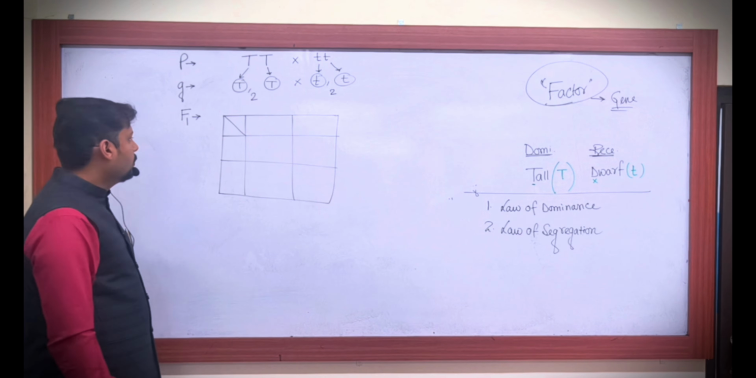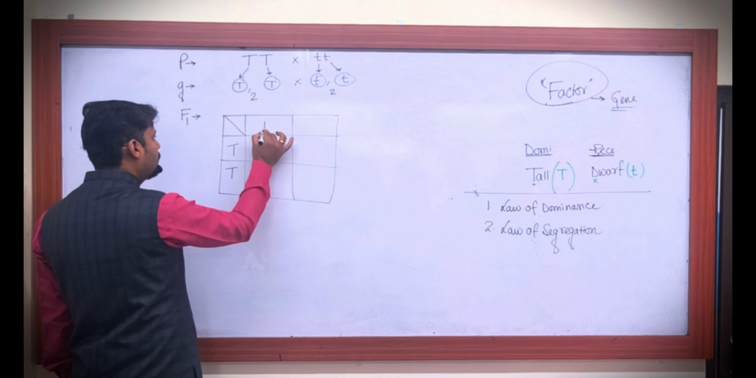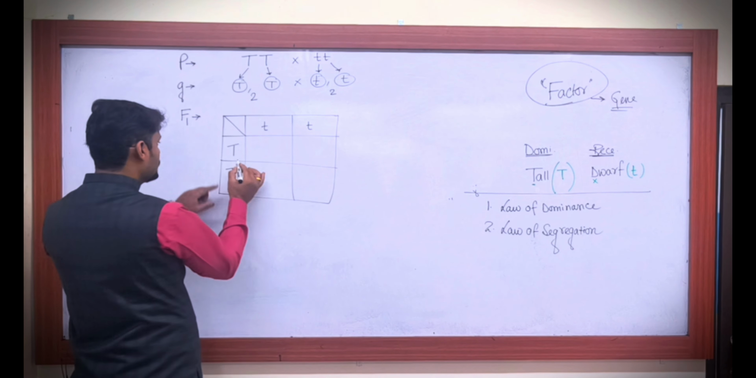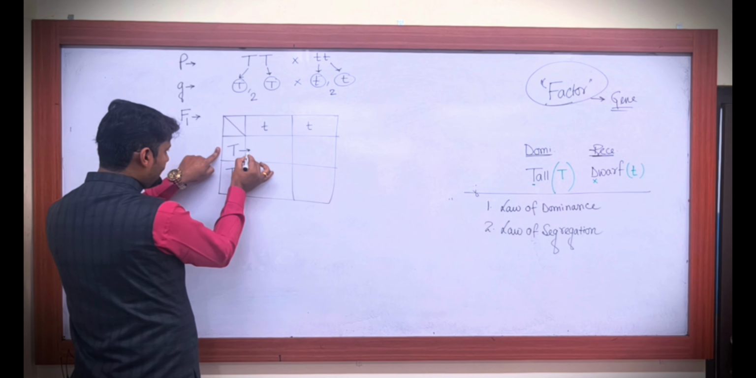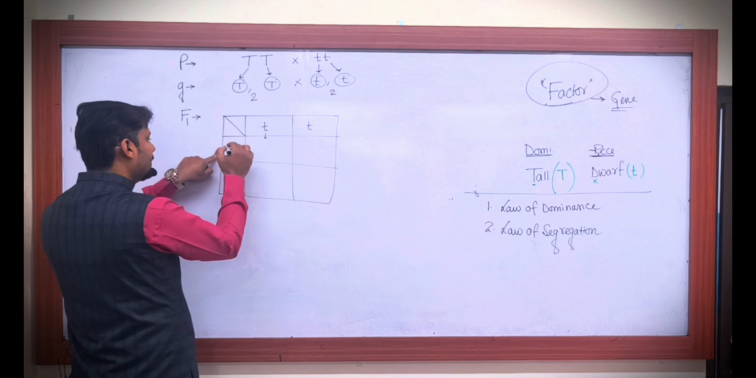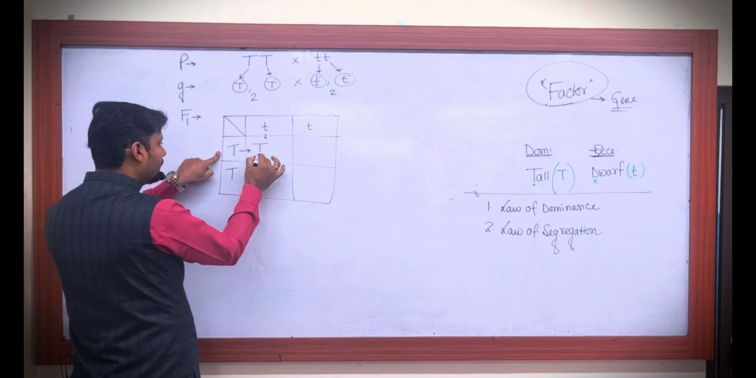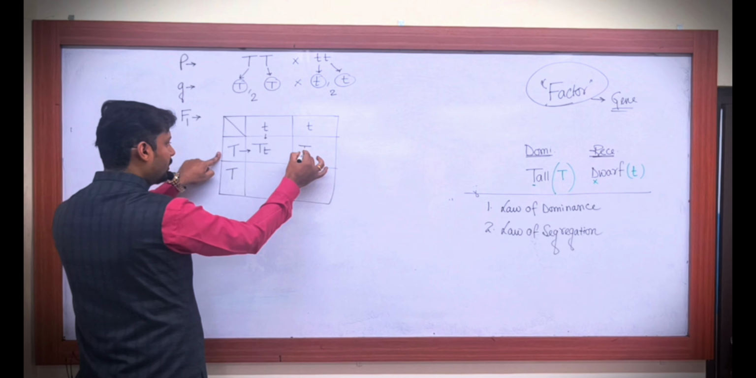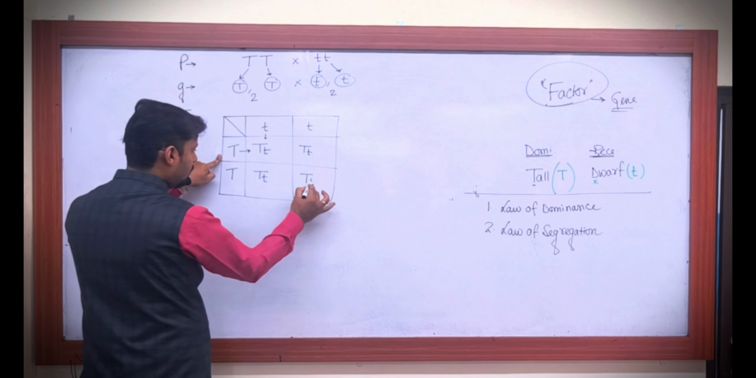Okay. So two capital T, small t, small t. So obviously this box, how will we fill it up? One of the T will come here, another T will come here. So I have the option capital T, small t. So who will come first? Always the capital one, then the small. Capital, small, capital, small, capital, small.